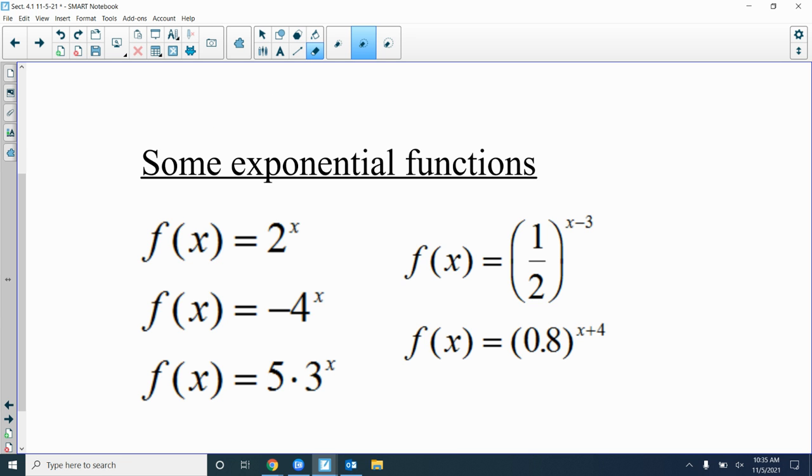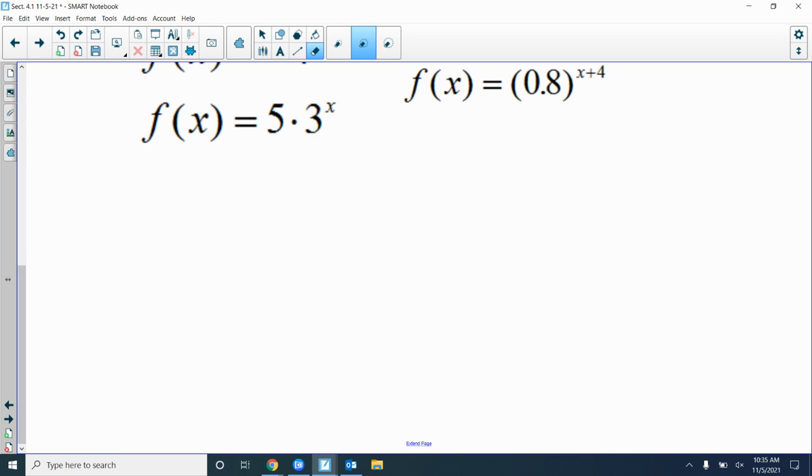Now you can put a negative in front of it. That's fine. You can also multiply. Big question here: 5 times 3 to the x. Can I just say that's the same as 15 to the x? Is that equivalent? No, not equivalent. It has to do with the order of operations. What do you have to do first, multiplication or exponents? Exponents.